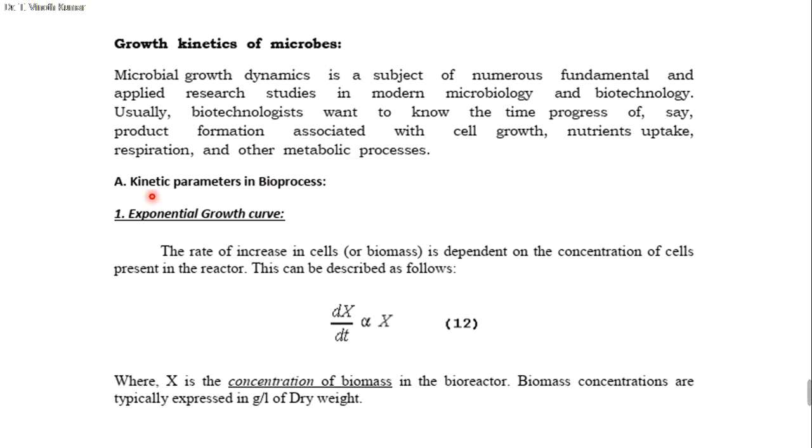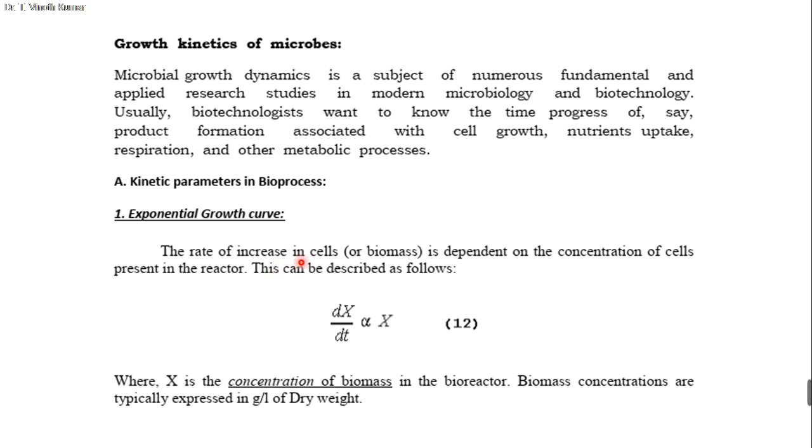The first one is the kinetic parameters in bioprocess. Usually the bioprocess is a very complex study, and especially bioprocess kinetics is more complex. So the first thing we should know is the basic principles of the growth curve. You already studied the growth curve at UG level and also at PG level. Here we are going to deal with the growth curve in its kinetics aspects.